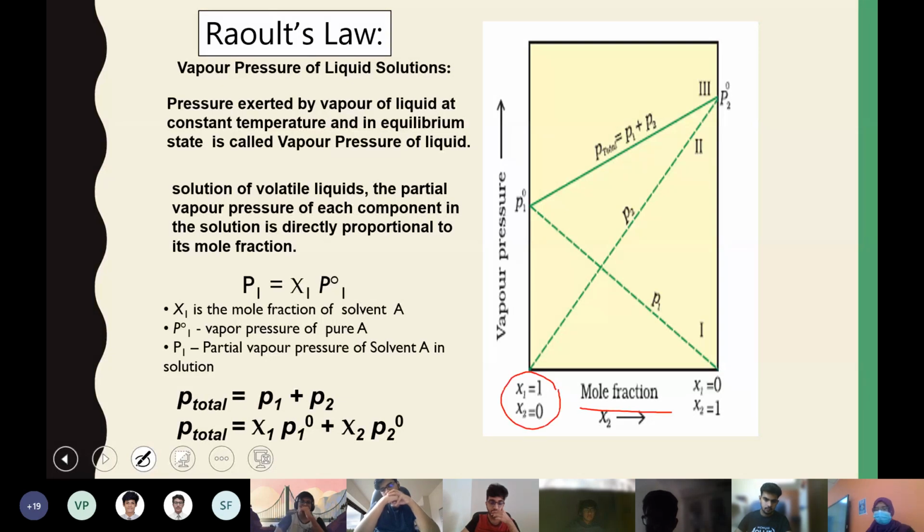Chi1 is equal to 1 and chi2 is equal to 0. That means the mole fraction of the solvent, or first component, is 1 and the mole fraction of the second component is 0. So what does that mean?